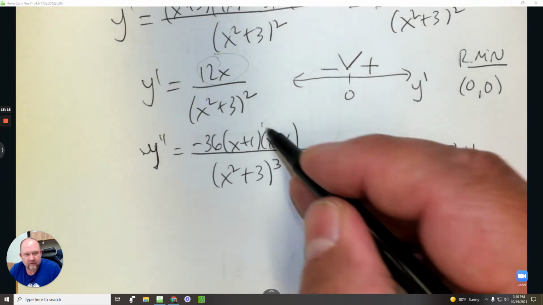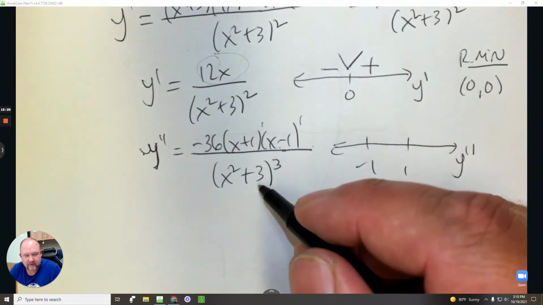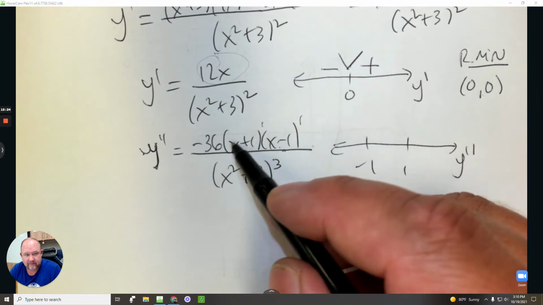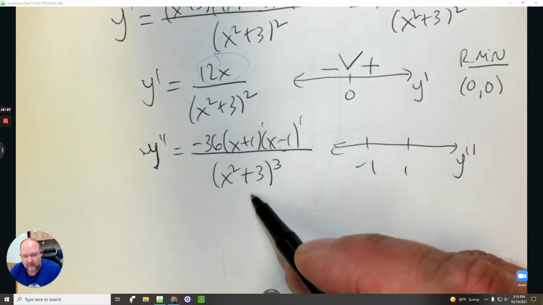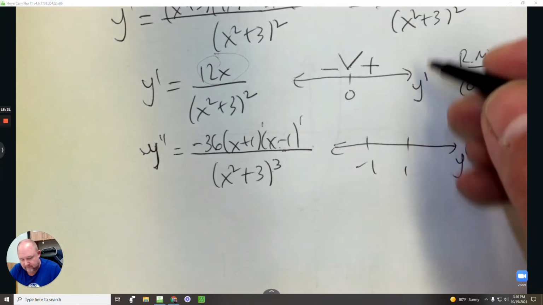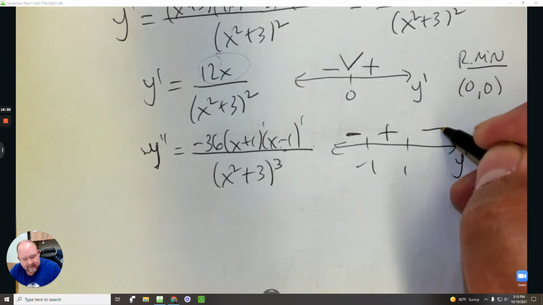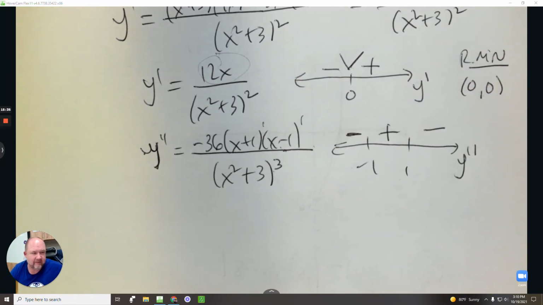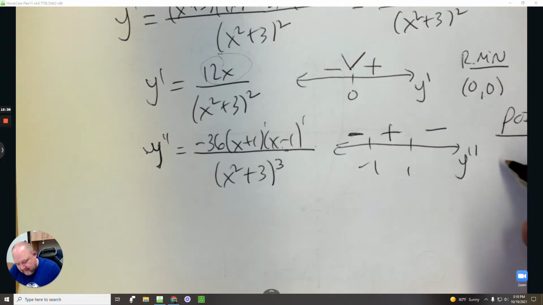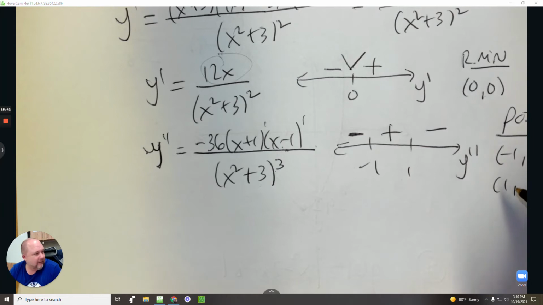These have odd exponents everywhere, so the signs are going to change as soon as I find the first one. So a negative times a negative times a negative. It's a negative over, now if I put a -2, it'll be positive. So a negative over a positive. So it's going to go negative, positive, negative. Concave down, concave up, concave down. So we have points of inflection at -1 and +1.